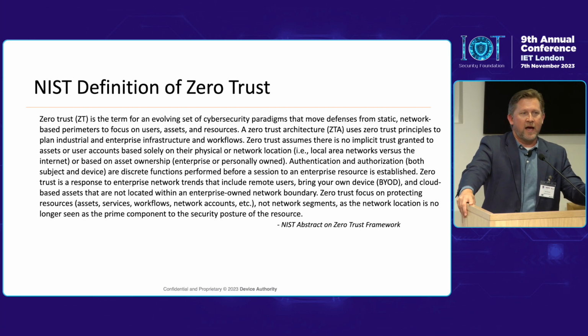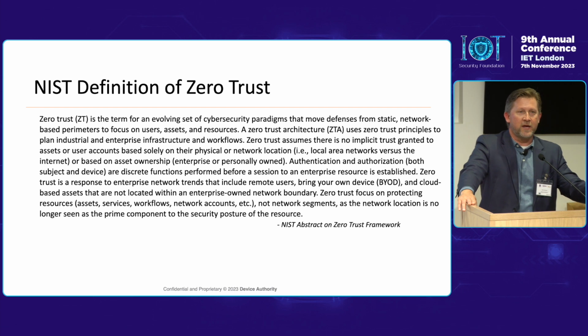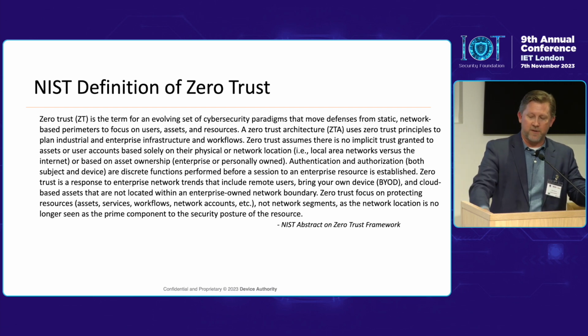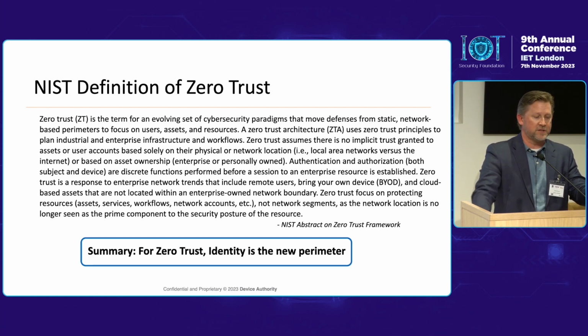NIST was thinking about it differently. NIST thinks, how do we actually look at all of the things that are connecting into us and treat each of those as separate entities that have to be controlled? Because in this new era, especially within IoT, you can no longer count on the physical location of a device to determine its security posture and whether it's trustworthy. And just in summary, when we think about a definition of zero trust, it's identity being the new perimeter. And this is something that I think you've probably heard several times today.